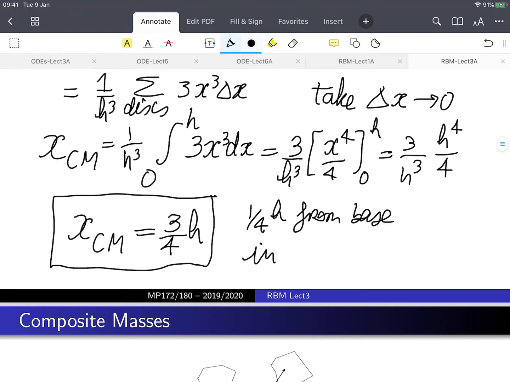Interestingly, it's independent of a, the radius or the angle of the cone doesn't play any role, only the height. So if I have different cones but they all have the same height, the center of mass is going to be 1/4 away from the base. How about that? Any questions?